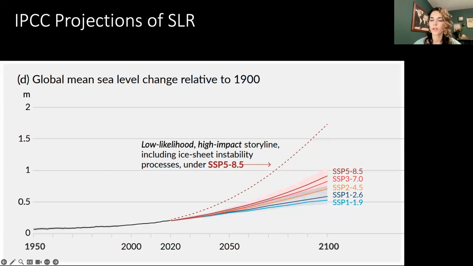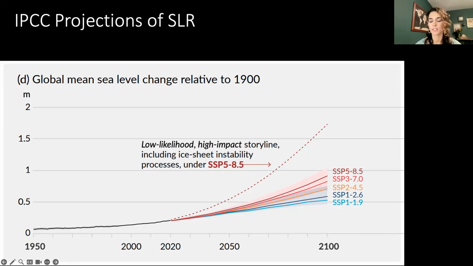Well, one of the big uncertainties that remain in sea level rise projections, of course, are these low likelihood, high impact events that can happen with the ice sheet. Although we don't expect them to happen, they're low likelihood.